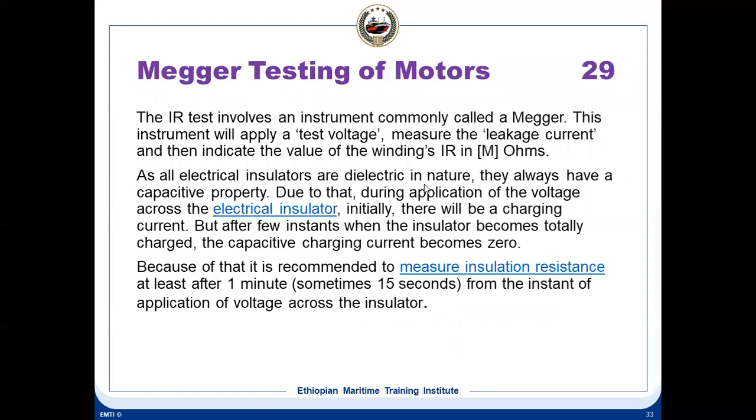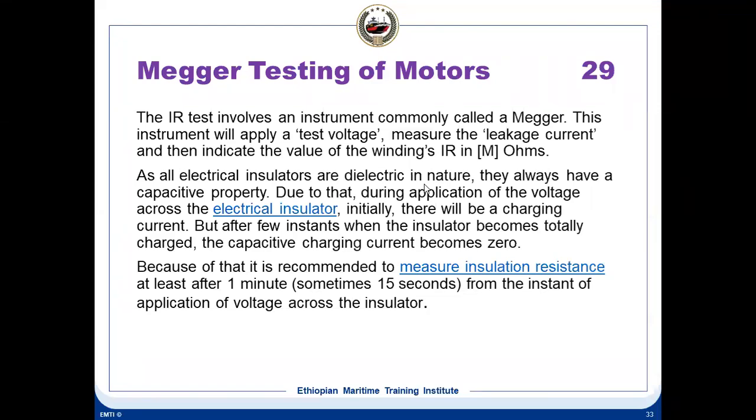IR means insulation resistance test. So the megger test involves an instrument called a megger. This instrument will apply a test voltage. If it is a 440 volt ship, a 500 volt megger is good enough. But if it is 6600 volt, then you go to a 5000 volt megger. Up to a 500 volt megger, you can measure anything. Even a 220 volt distribution panel you can measure with 500 volt, because sometimes you'll find low insulation in light distribution panels, and you can still use 500.